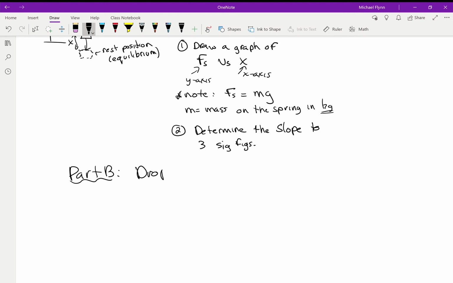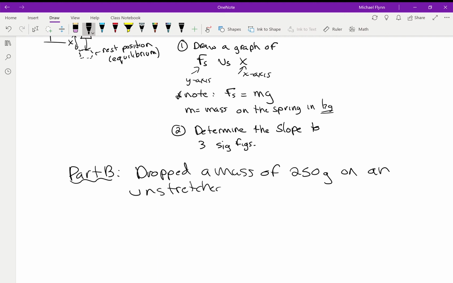Part B is where we dropped a mass of 250 grams on an unstretched spring. You'll see what happens there, and we need the result from part A in order for you to do part B. So I'd like you to do part A, and then we'll talk about part B in a separate video. All right, so we'll talk to you soon.